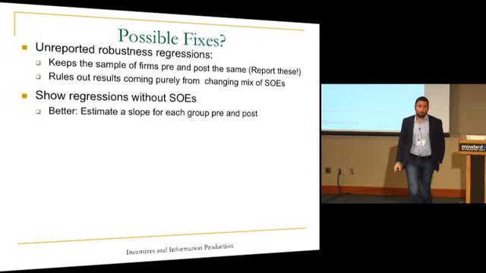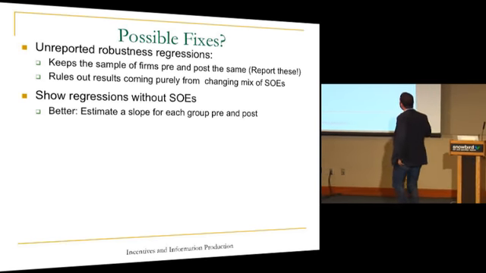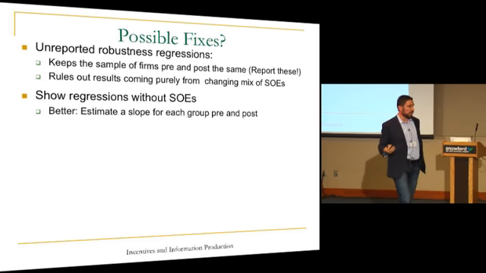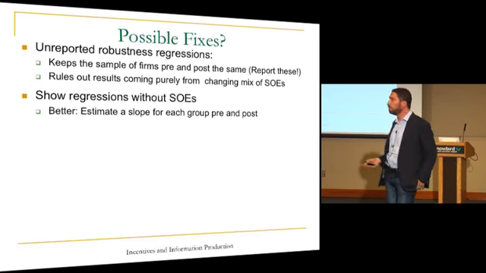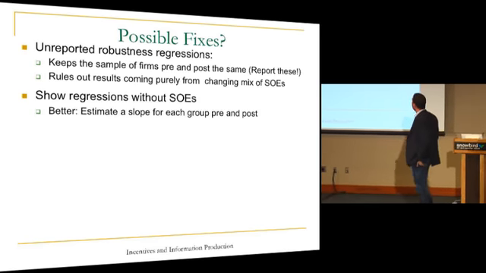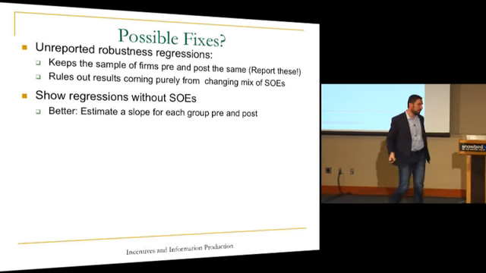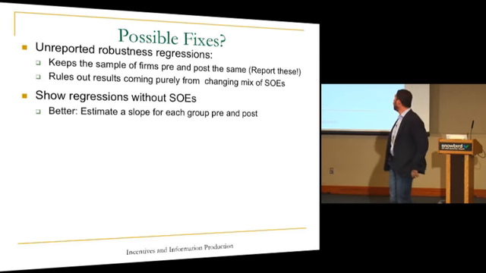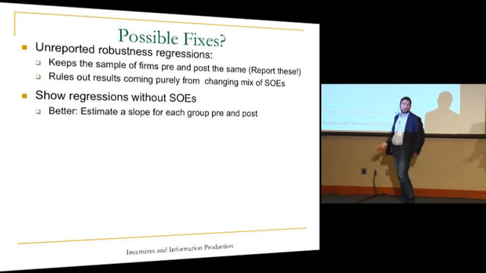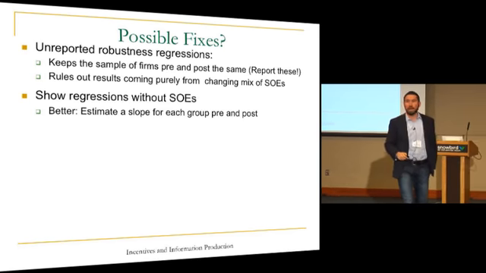Okay. Now, partly this concern is allayed a little bit in some unreported regressions in the paper. In those regressions, they keep the sample of firms pre and post fixed. So at least the mix of state-owned enterprises isn't changing, so we can drive that out. Although I really think that's an interesting regression that ought to be in the paper and not unreported. We could do better. We could perhaps just leave the state-owned enterprises out if we're really worried about this. Or we could also estimate a separate slope for each group. So we could have a triple interaction between that and the post group as well.